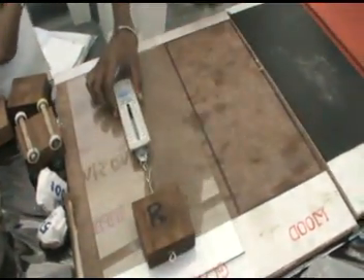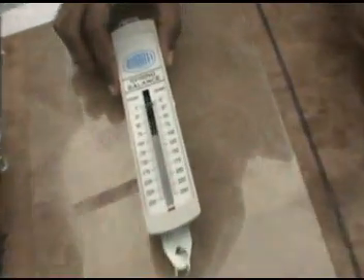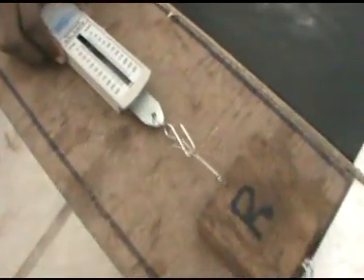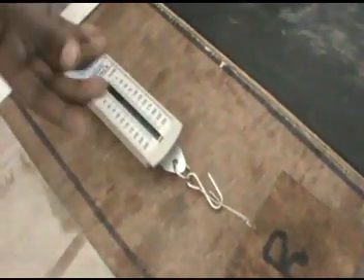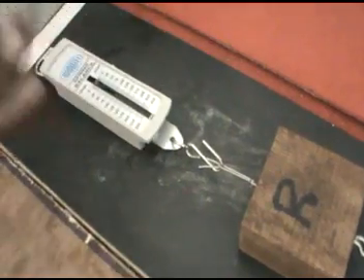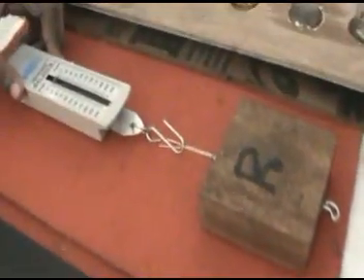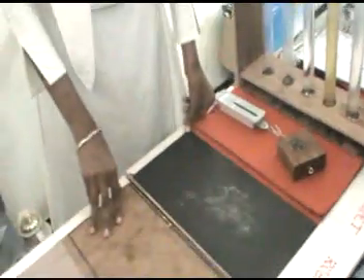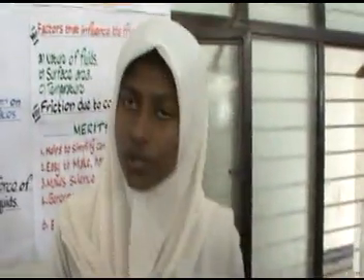At that time the reading is 0.25 Newton, and in wood, sliding friction is 0.5 Newton, and in rubber, sliding friction is 0.75 Newton, and in carpet, sliding friction is 0.85 Newton. In this experiment, we can understand that when the surface changes, friction also changes.